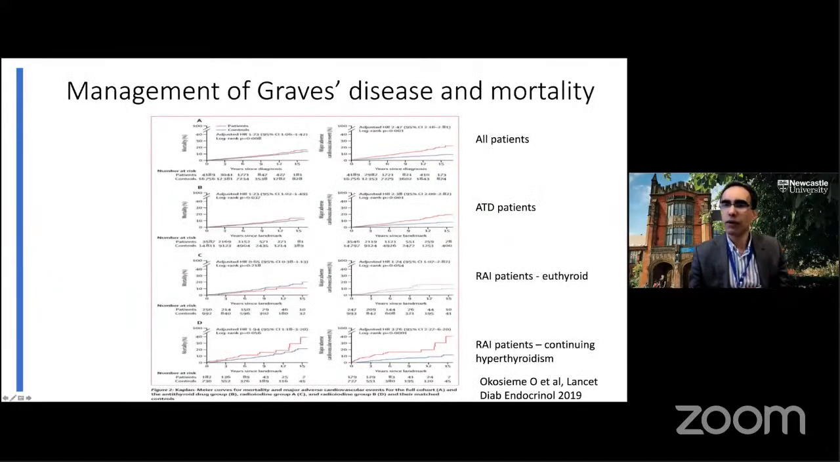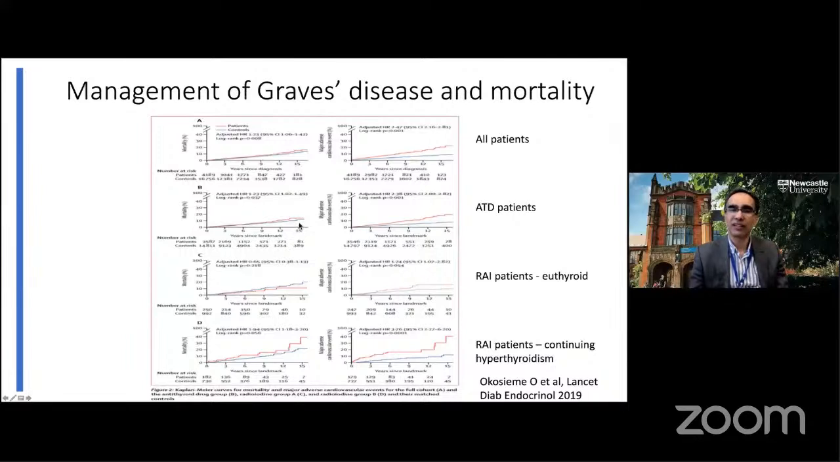So what about the risk of mortality and cardiovascular events in Graves' disease patients and in relation to treatment modalities? This is a paper of a large database from Wales that one of my colleagues from Cardiff has published in 2019. As you'll see here, patients tend to have a higher risk of mortality as well as cardiovascular events compared to the euthyroid population or the background population.